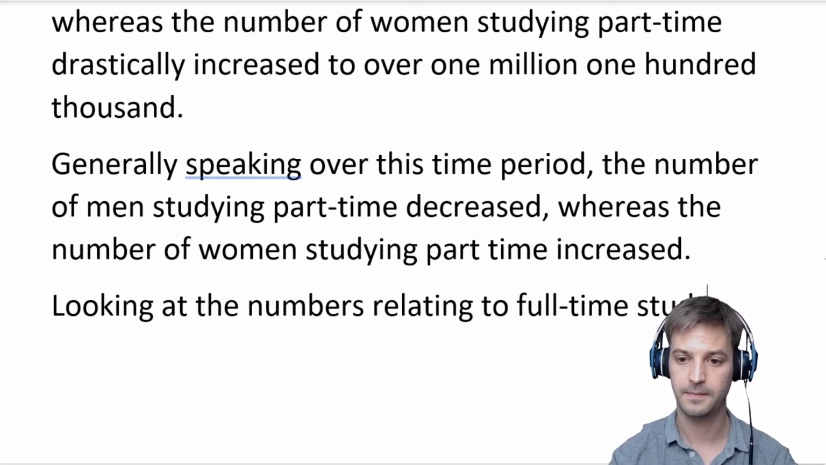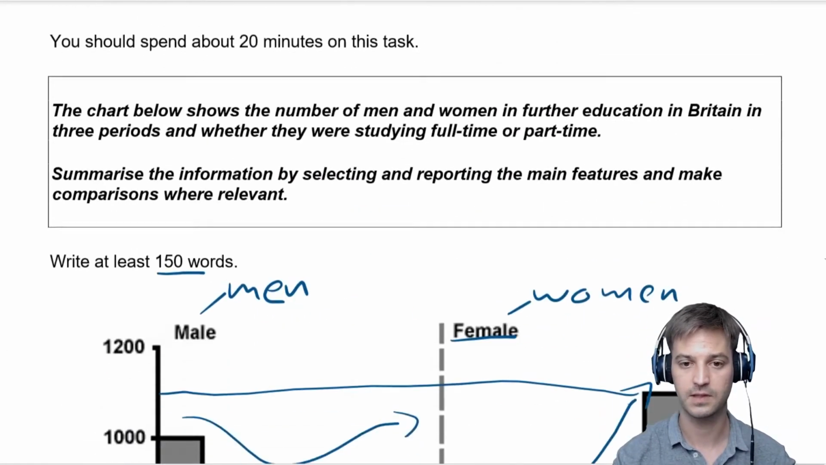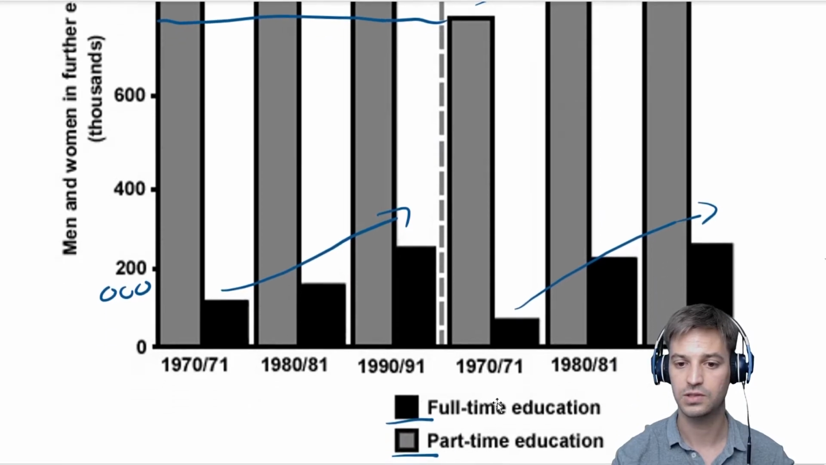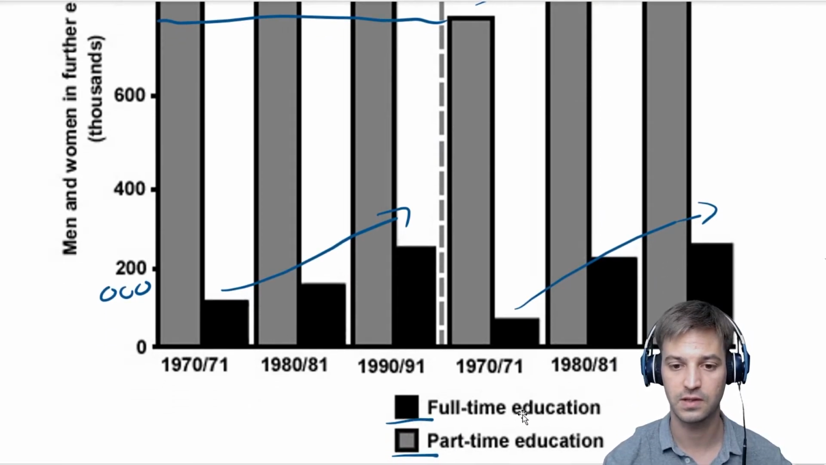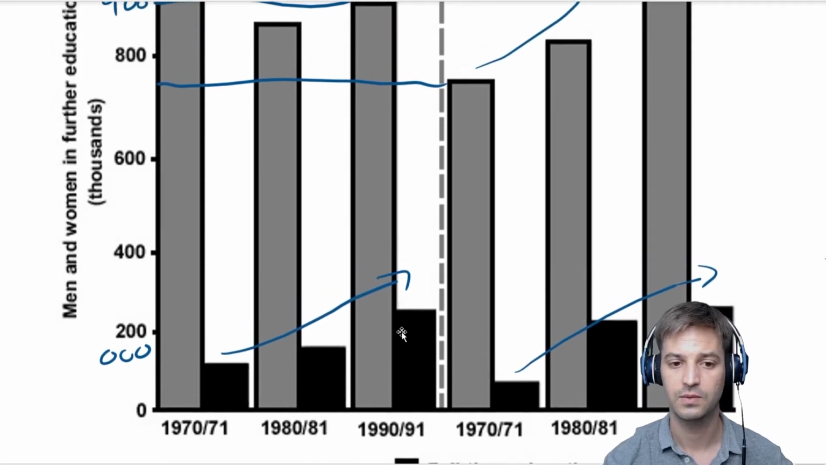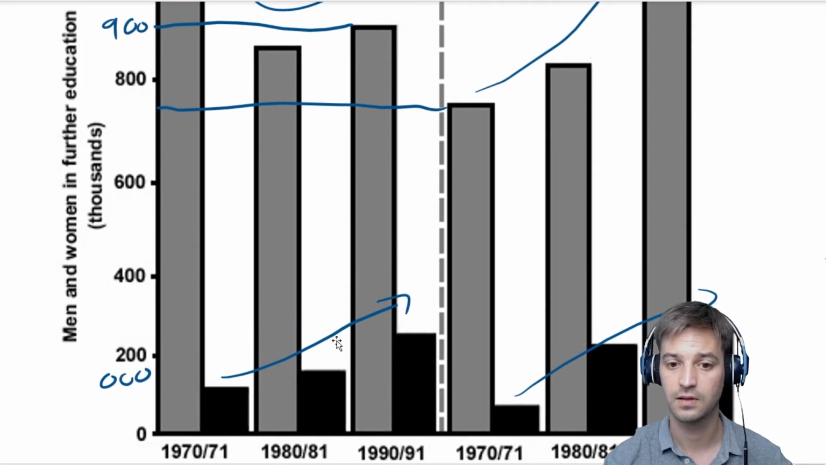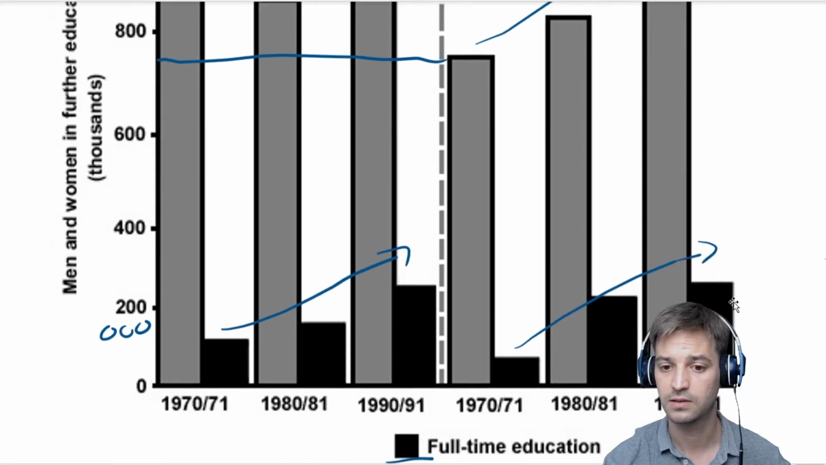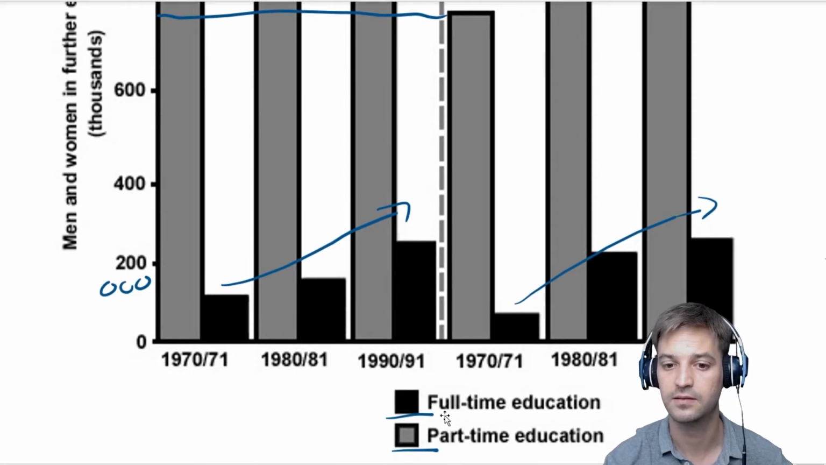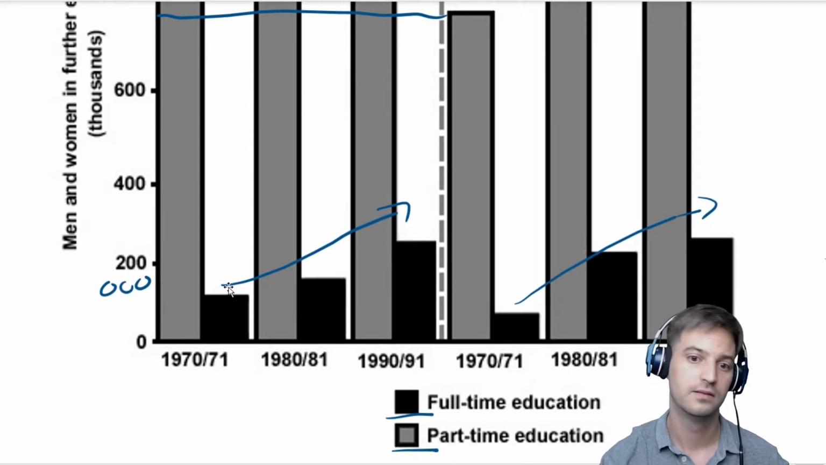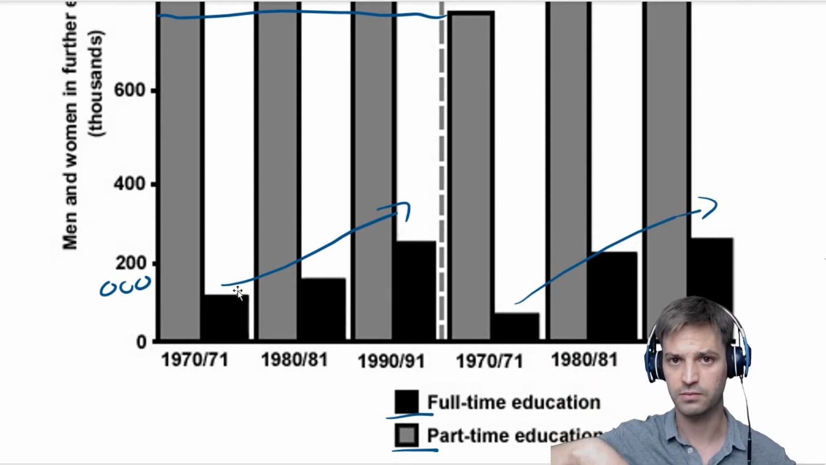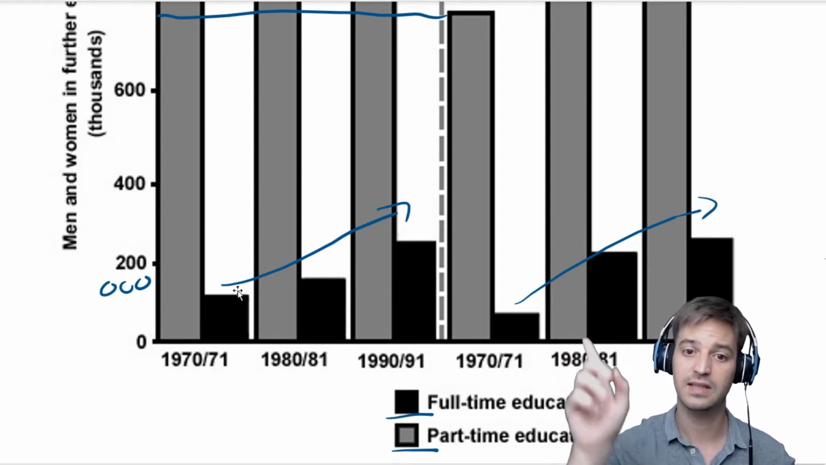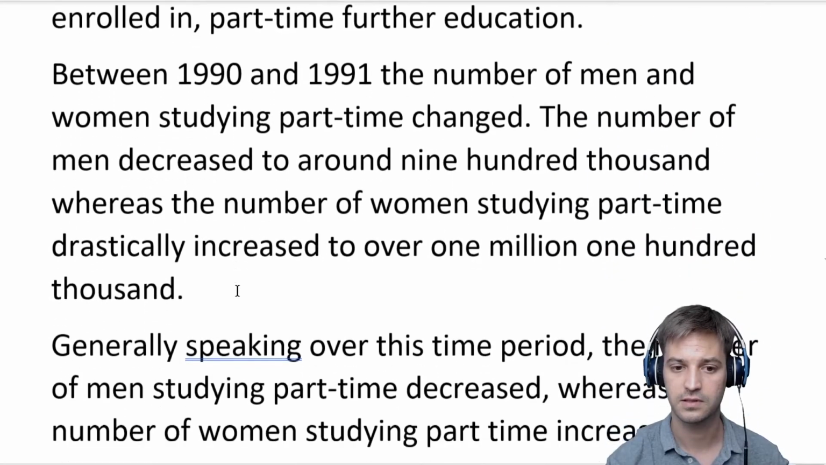Full-time study. We can say we see, and what do we see? Okay, we're looking at full-time study now, which is full-time education, which is in the black. We can see that. And maybe let's make a general comment again. We can say generally the number of men and women involved in full-time education, did it go up or down? It went up, it increased. So let's write that down.